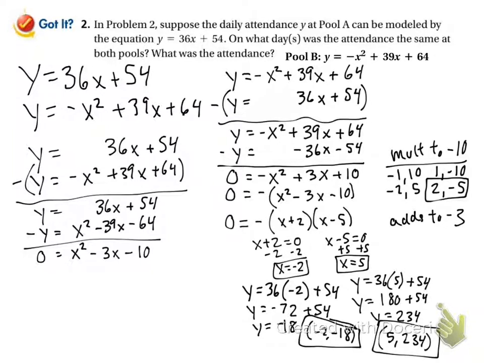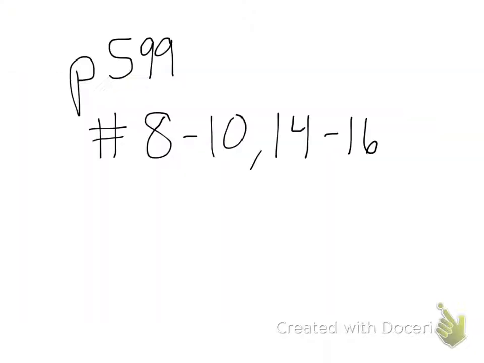If we were paying attention to the story problem, we're looking for days where the attendance was the same, so it wouldn't make sense to have negative days and a negative attendance, right? So technically your answer would only be the 5, 234. If this was a regular problem not related to a story problem, both of these would be your answer. And there's your homework.